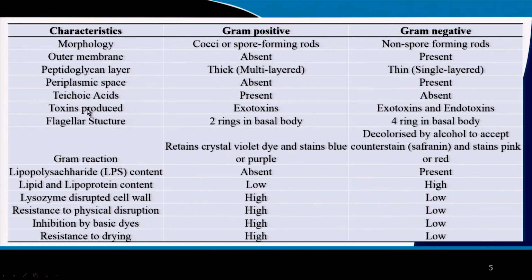Are toxins produced by these bacteria? Gram-positive bacteria exude exotoxins. Exotoxins are what is extruded by the cell, and endotoxins and exotoxins are generated by gram-negative bacteria, and many of them are pathogenic. Flagellar structure is different in gram-positive and gram-negative bacteria. I've already mentioned the gram stain. I've also mentioned that lipopolysaccharide is absent in gram-positive bacteria and present in gram-negative.